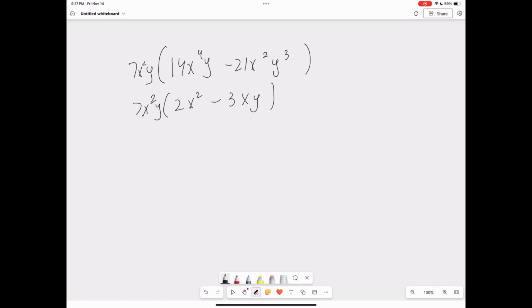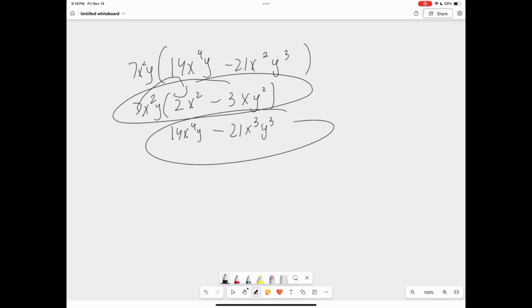Now let's distribute everything. If we distribute everything, we get 14x^4y minus 21x^3y^3. We take out y, and we get y^3. So this would be the final answer.